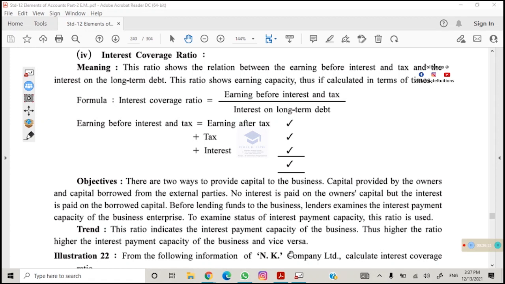So to examine the status of interest payment capacity, this ratio is used. This ratio indicates the interest payment capacity of the business. Thus, higher ratio means higher interest payment capacity of the business.